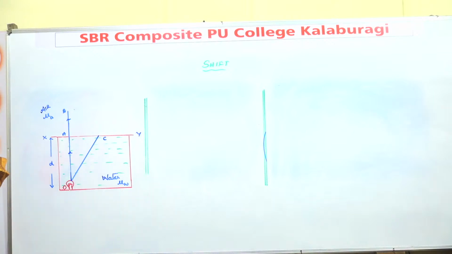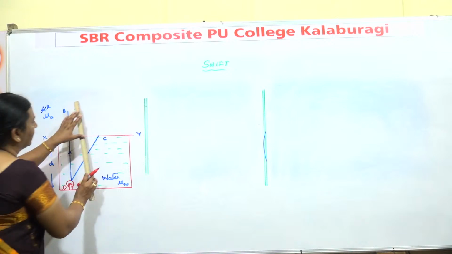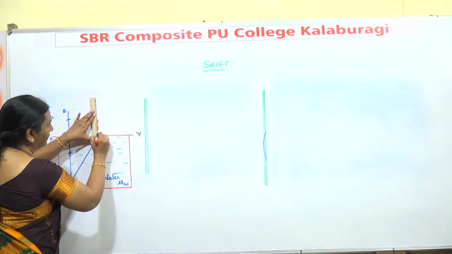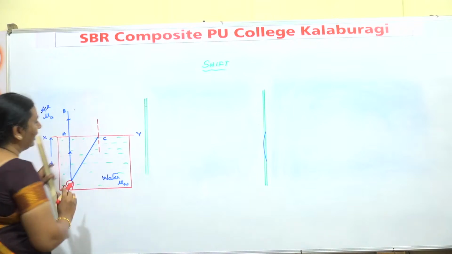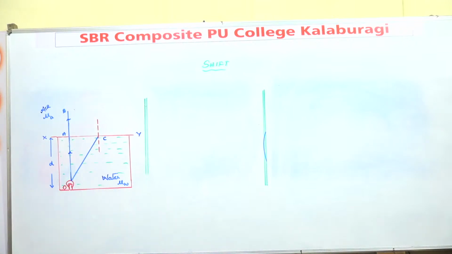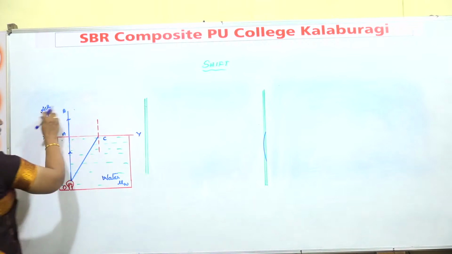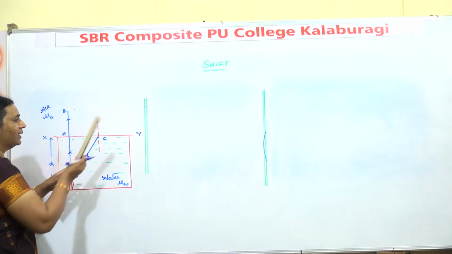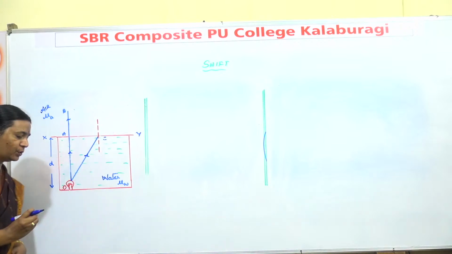Now suppose if I take the normal here, we know that light is traveling from where? From the denser medium to the air medium, rarer medium. Okay, it is traveling from denser to rarer, obviously. It goes what?